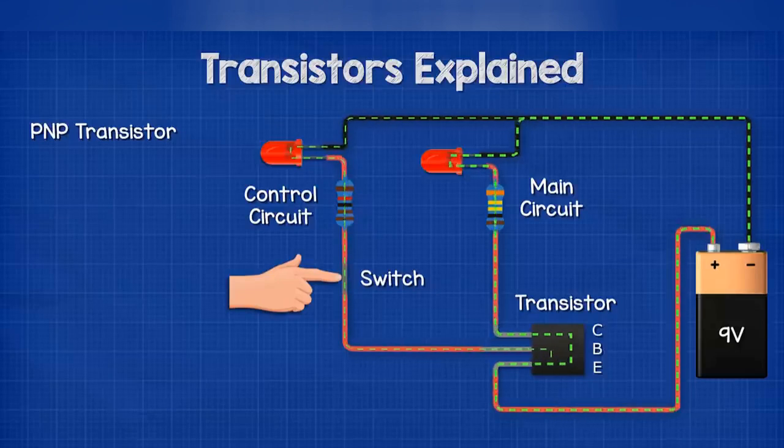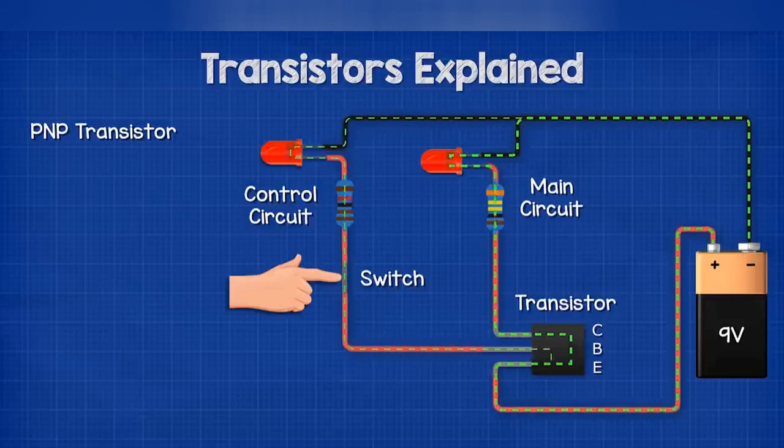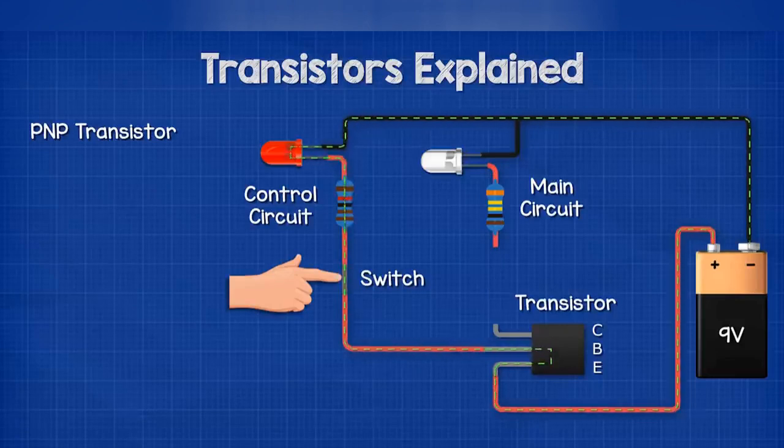We can see with this type that some of the current flows out of the base pin and returns to the battery. The rest of the current flows through the transistor and through the main LED and then back to the battery. If we remove the main circuit, the control circuit LED will still turn on.